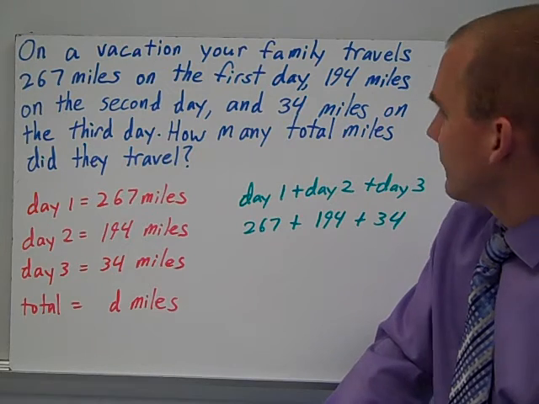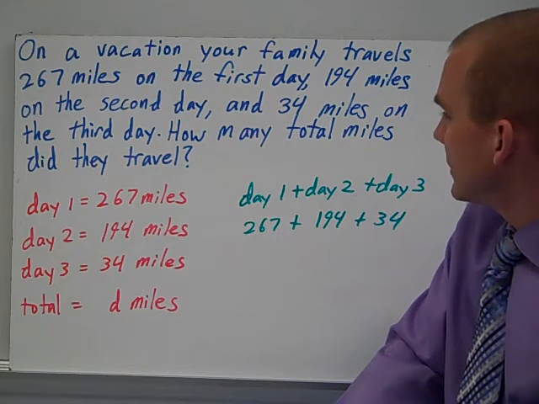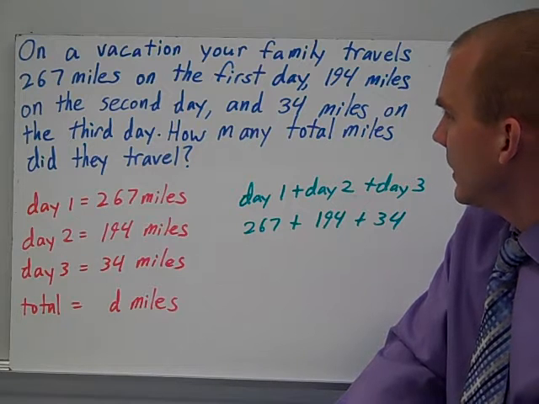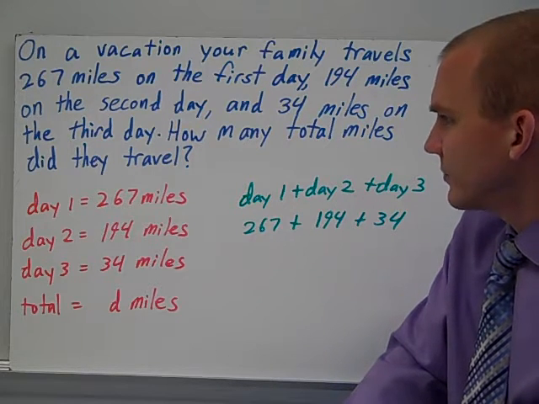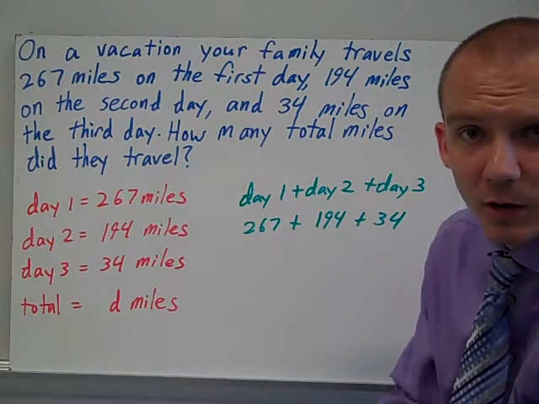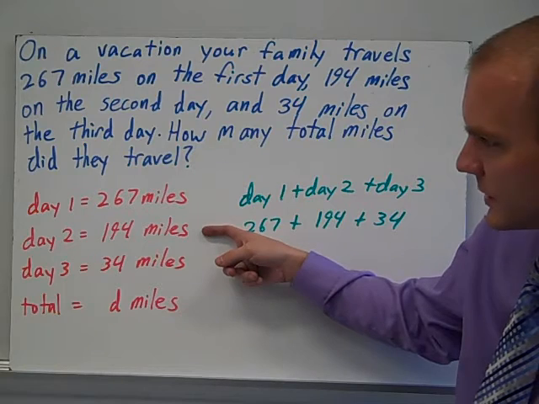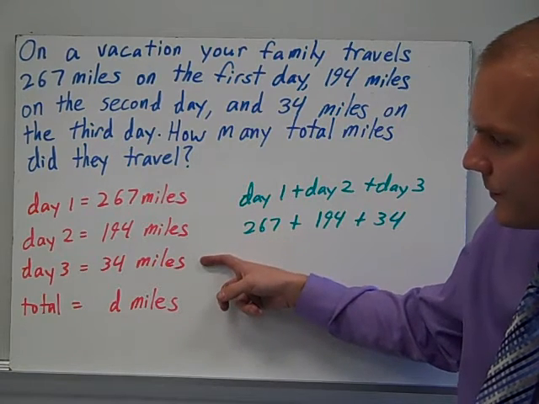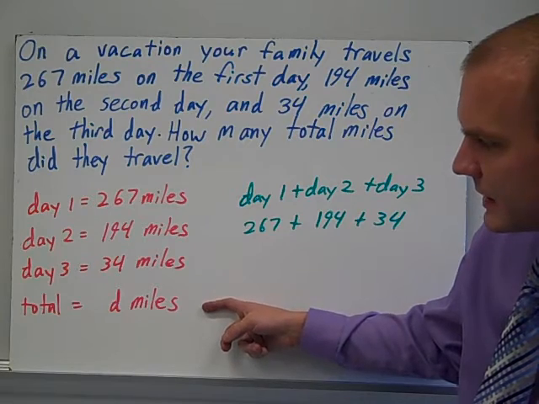On a vacation, your family travels 267 miles on the first day, 194 miles on the second day, and 34 miles on the third day. How many total miles did they travel? Let's take a look at what we know. We know day 1 is 267 miles. Day 2 is 194 miles. Day 3 is 34 miles. And your total distance is D miles.